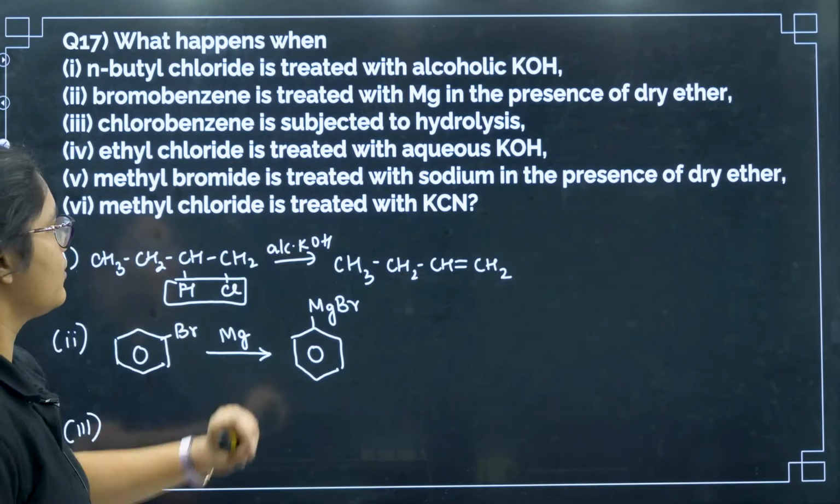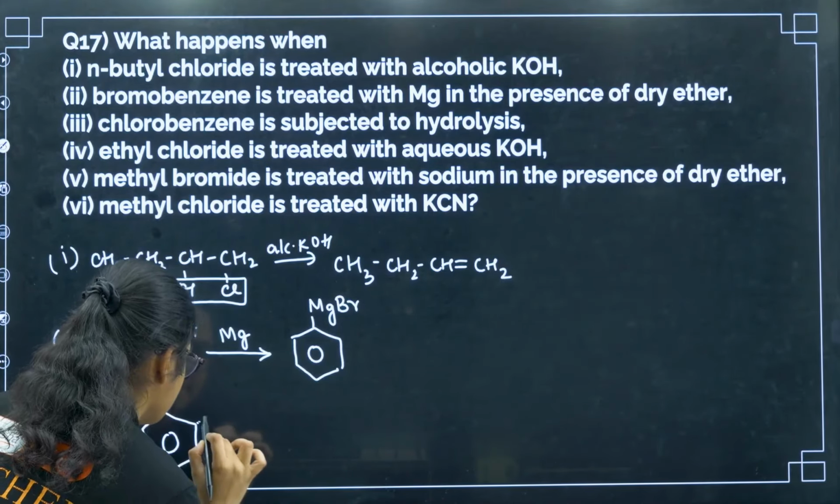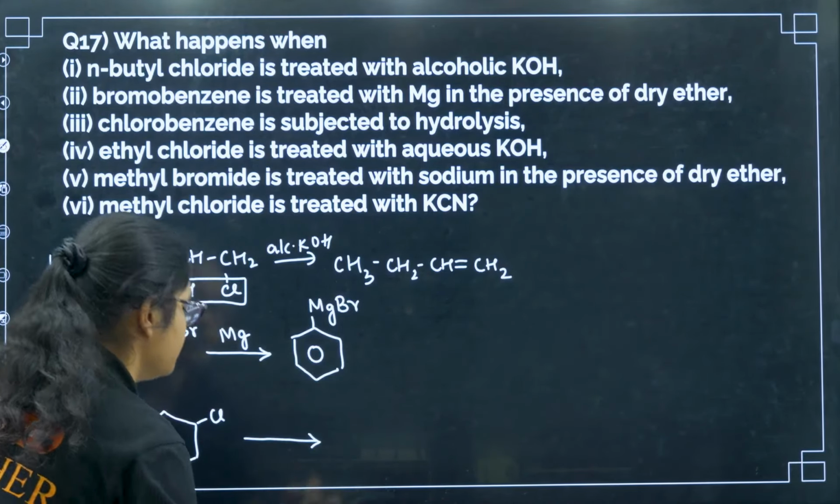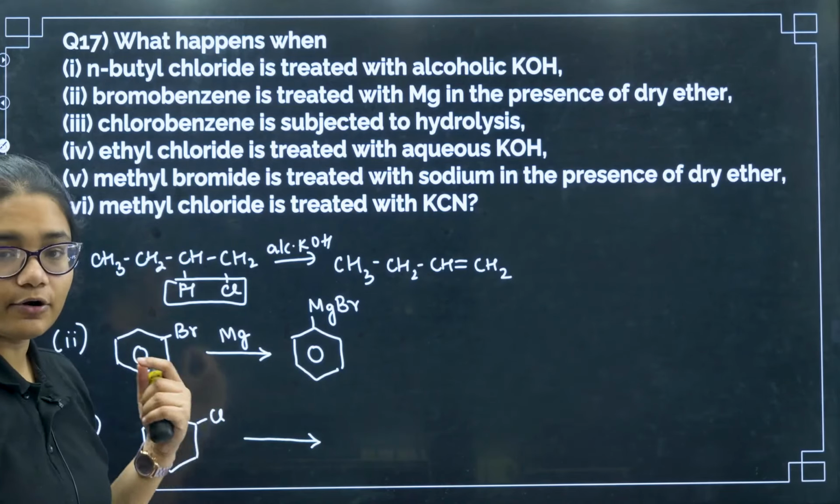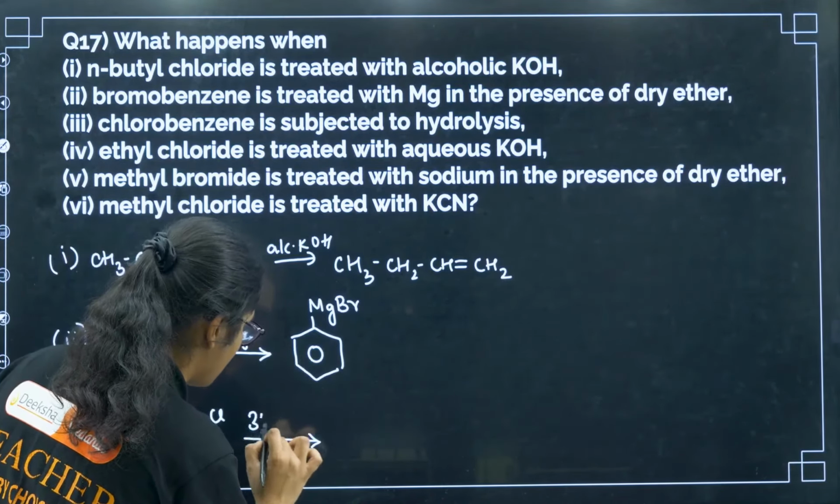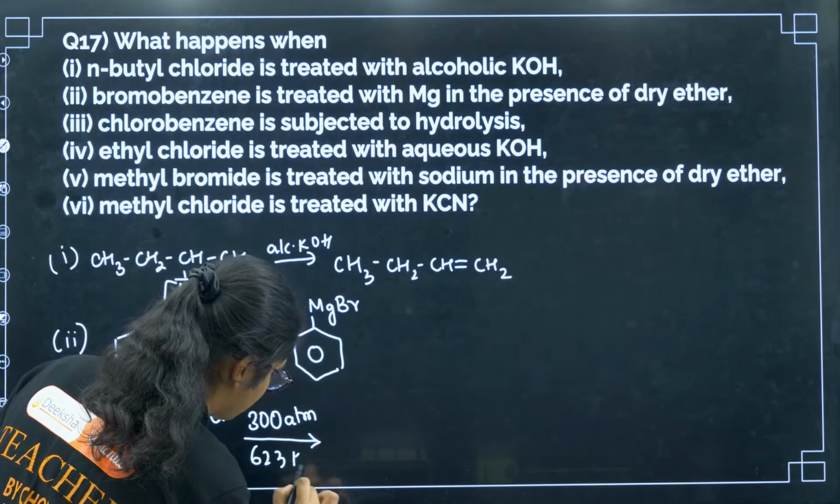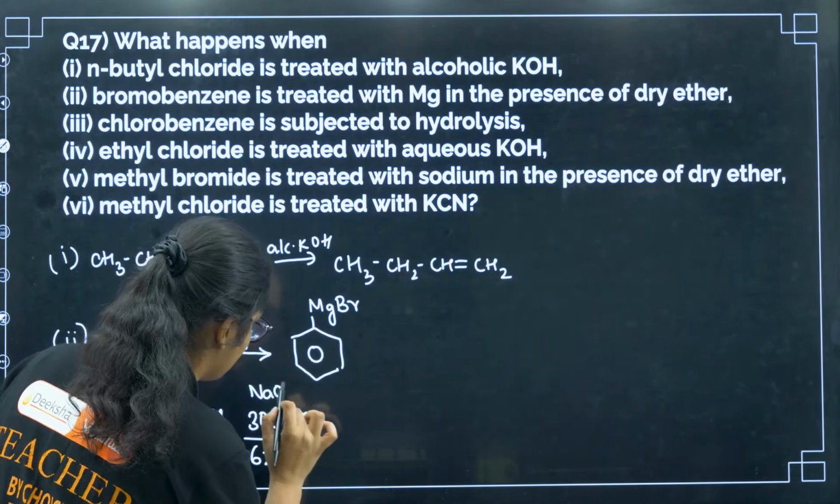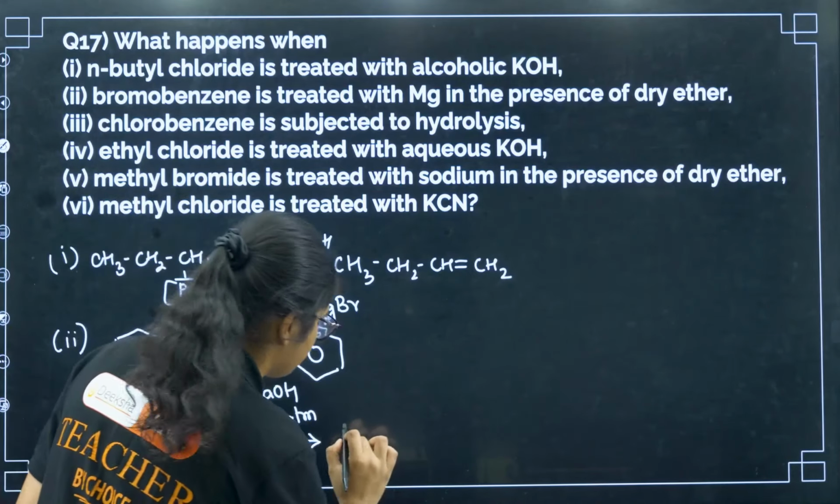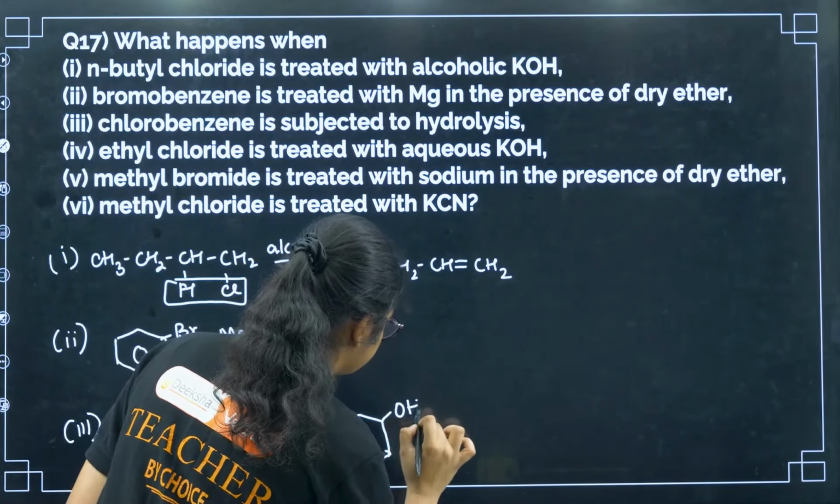Now third one is what? Chlorobenzene is subjected to hydrolysis. So if you have chlorobenzene, now you see chlorobenzene hydrolysis is not easy. It takes place at a very high temperature and a high pressure, so 300 atm and 623 Kelvin. If you heat it with NaOH, so this Cl will be replaced with OH and I'll get like this.